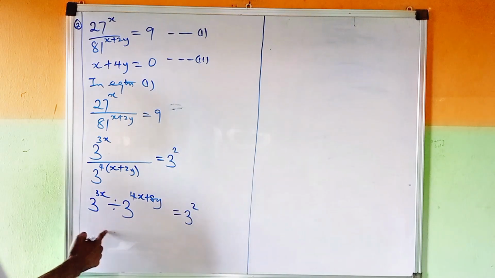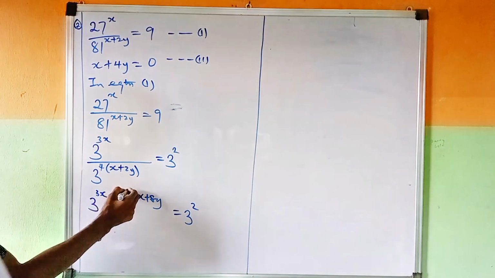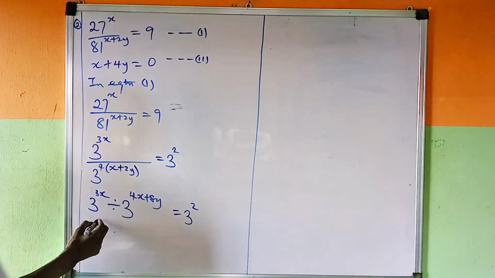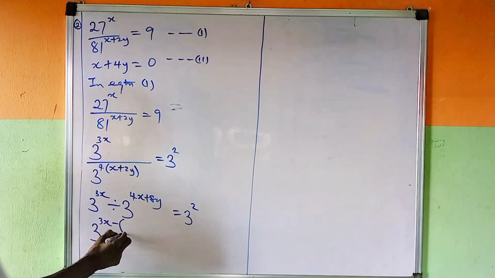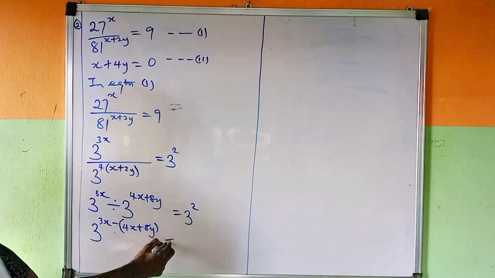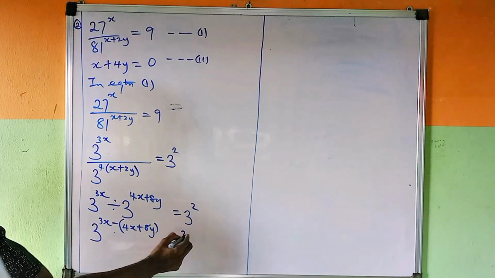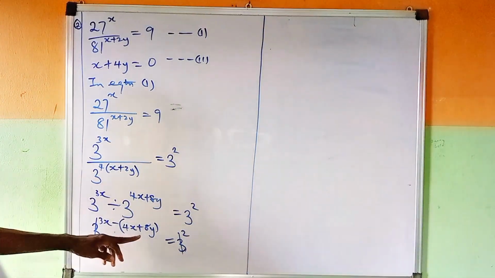So here I'm going to pick one of these according to the laws of indices. I'll pick one, and then because it's division, I'll subtract this power from this power. So that will be 3x minus what? This power is what? 4x plus 8y, all equals to 3 squared. At this junction, I can cross out the 3.